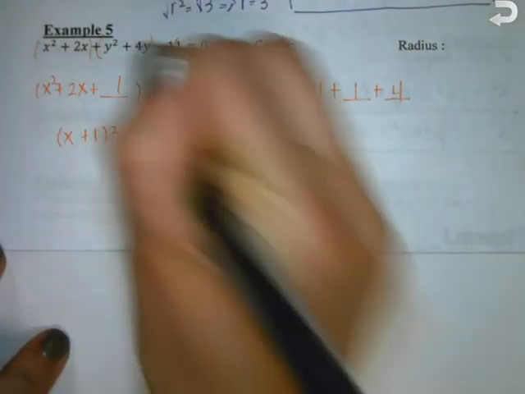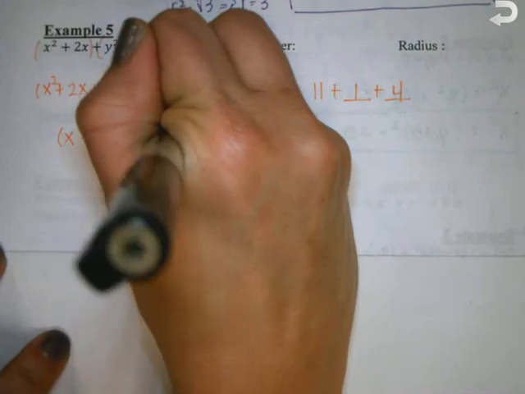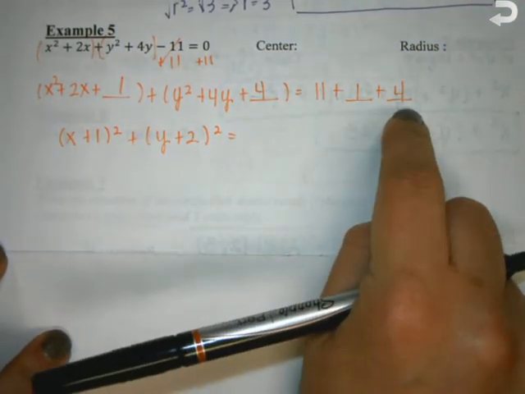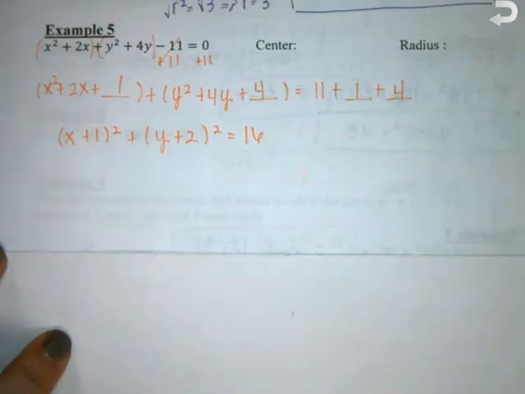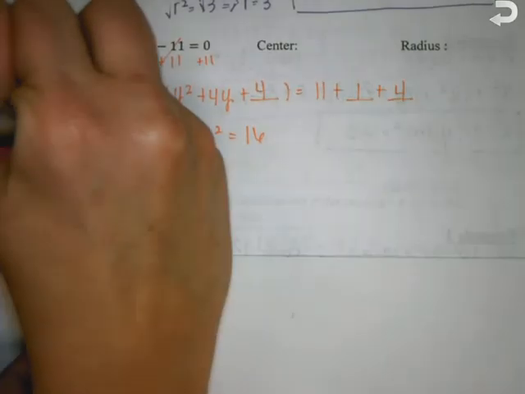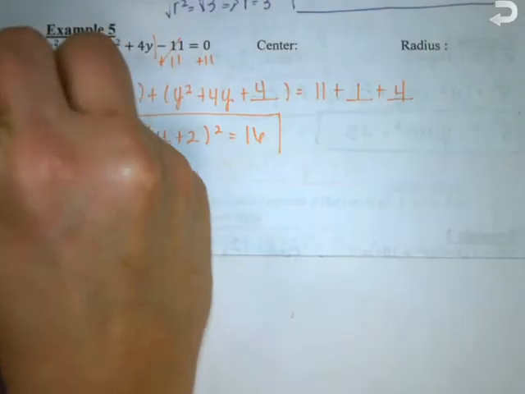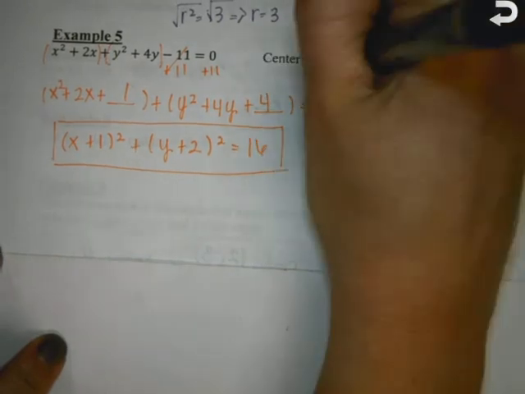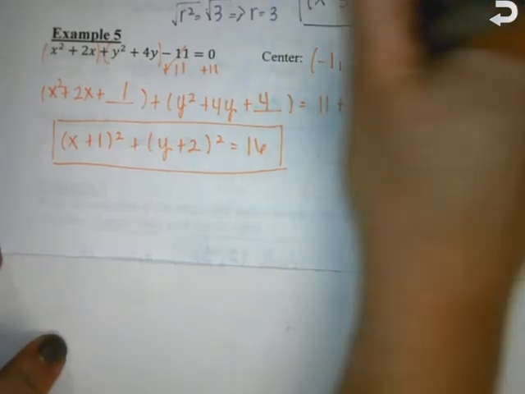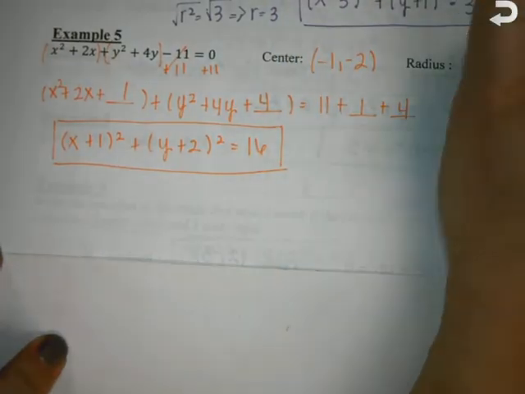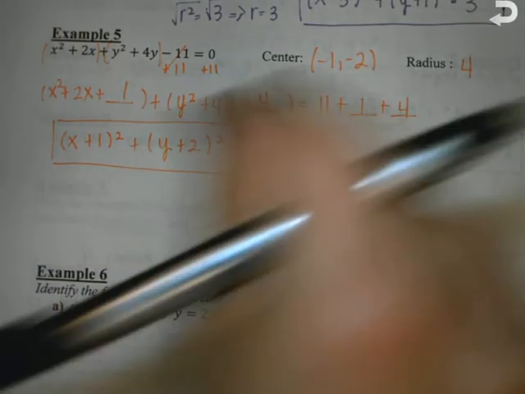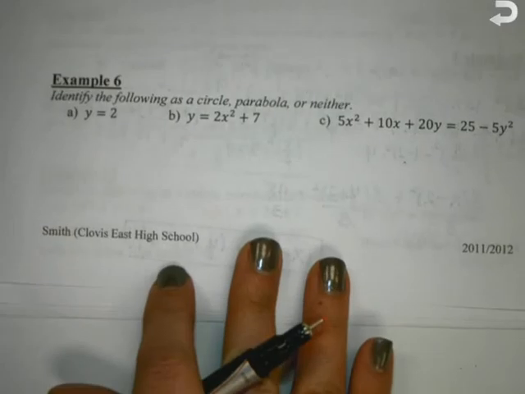Okay, this is the form I want. So what was my center? Good, negative 1, negative 2, and radius is 4. You guys are good with this, right? Not too bad? Okay, so let's look at example 6. I promised you guys that every set of notes was going to have problems like this so that we can get ready to identify them. So we are looking still at just circles, parabolas, or neither.